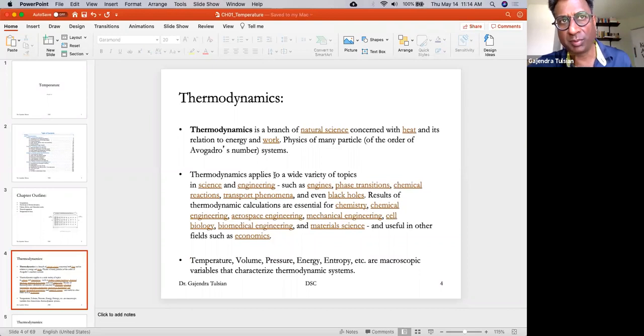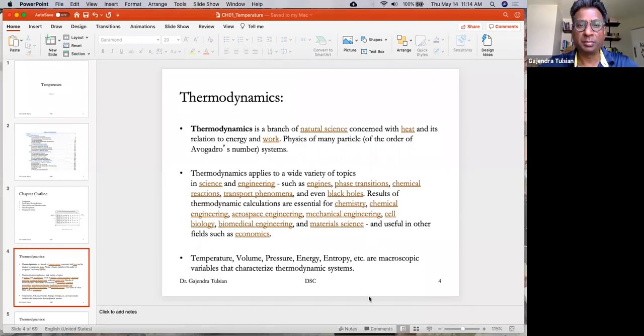So for instance, you wouldn't apply the laws of thermodynamics to the solar system, which has 10, 20 particles, considering a planet a particle. And it turns out that, funnily enough, the laws of thermodynamics apply to a wide variety of topics. I mean, they use them in biomedical engineering, aerospace engineering, even in the stock market, so in economics and so on, in black holes and all that. So you use the laws of thermodynamics in a lot of places.